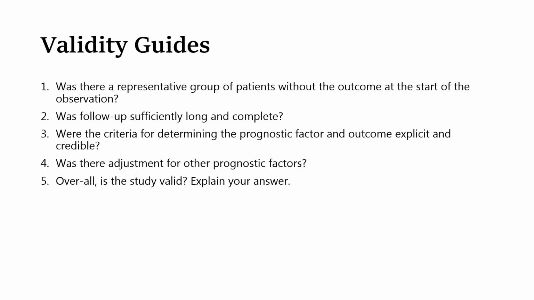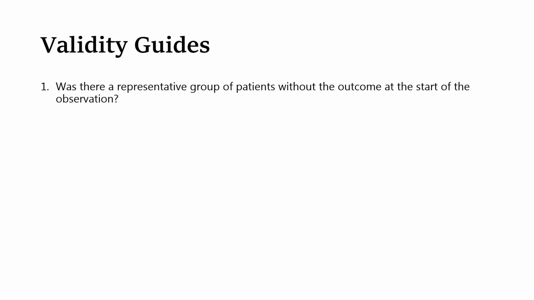The validity guides for prognosis are different from those for harm. There are still 5 questions. We will go through them one by one. First is, was there a representative group of patients without the outcome at the start of the observation? Ideally, patients representing the complete spectrum of the disease must be included in the study.